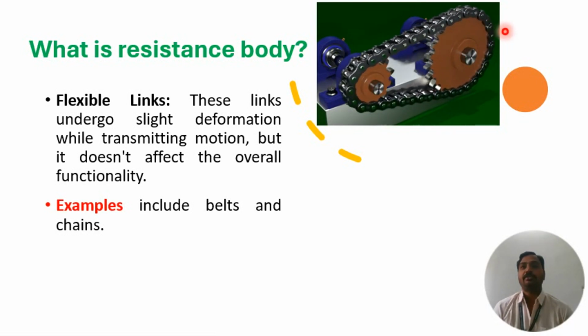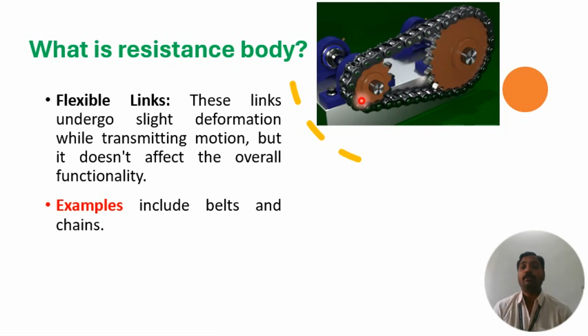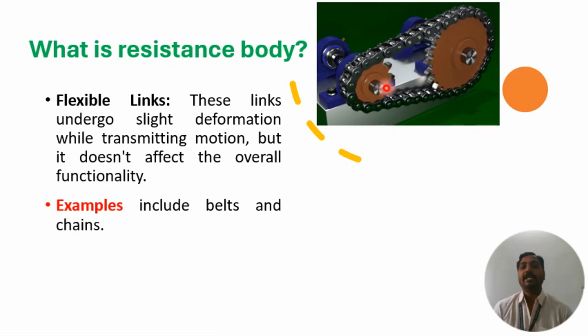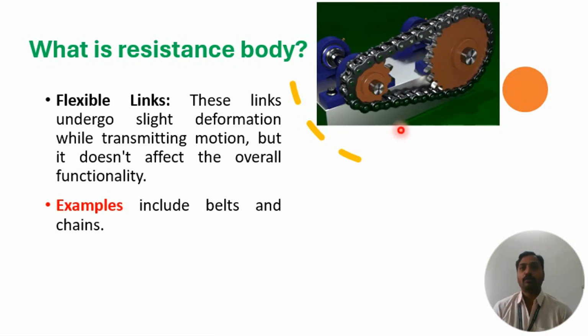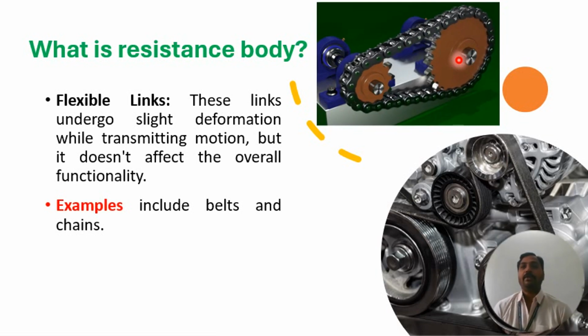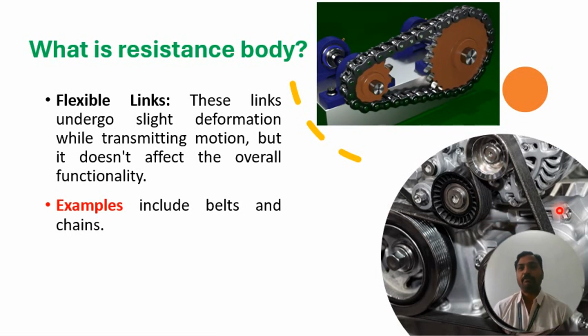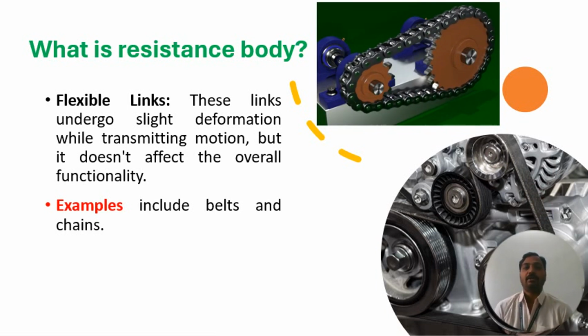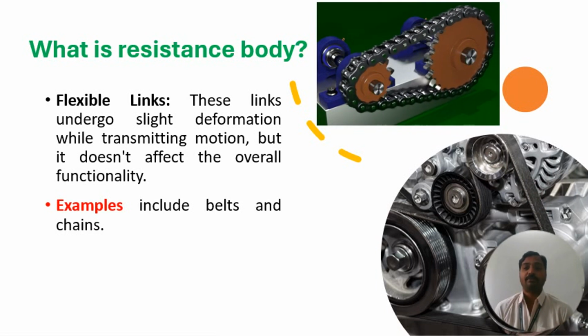Here we can see the chain mechanism running. So here is the chain system. It's a combination of different flexible links and rigid links, but when they are connected, it becomes more flexible. It means it is transmitting the power from source to destination. So this is one example. We can see IC engines and belt drives being used to transmit the power. So these are the resistance bodies. It means it does not affect the final function of the system.